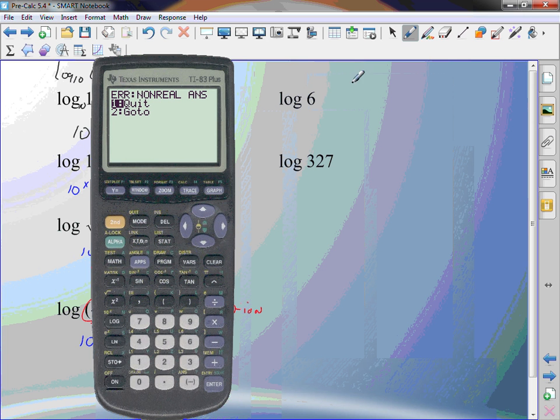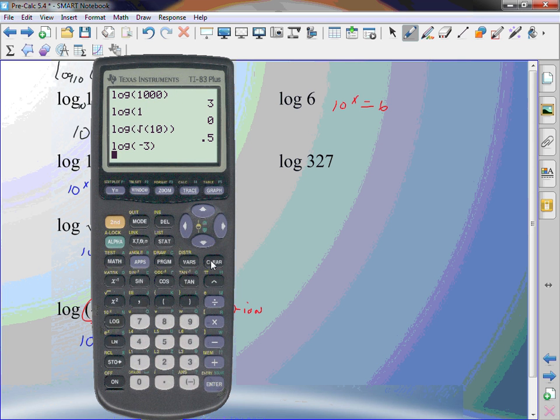This one over here means 10 to the what is 6. Will a whole number get me 6? No, because 10 to the first gets me 10. So I'm going to use log of 6, which gets me approximately 0.778.